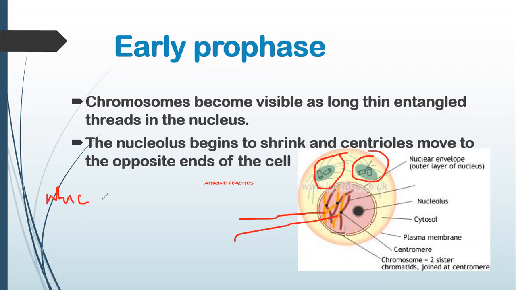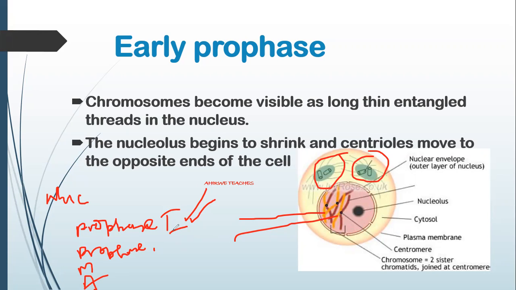I'll give you a cell and I say identify which phase, and I give prophase 1, and then I say prophase. Okay, and then I say metaphase, and finally anaphase. Now, if you don't know this, then you will confuse between these two answers. Is it prophase 1 or prophase?